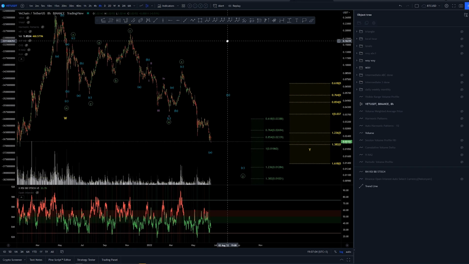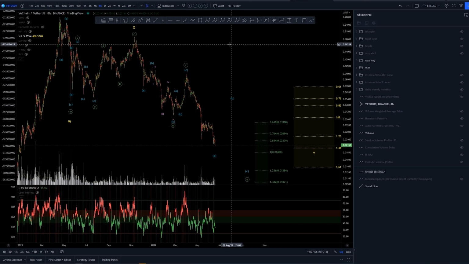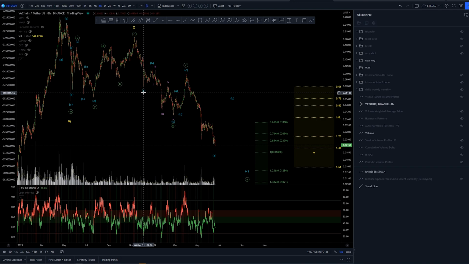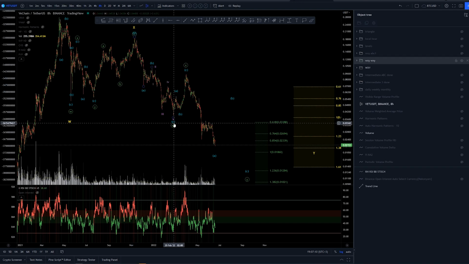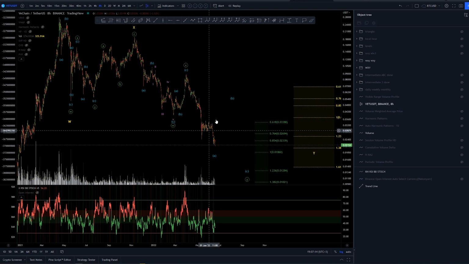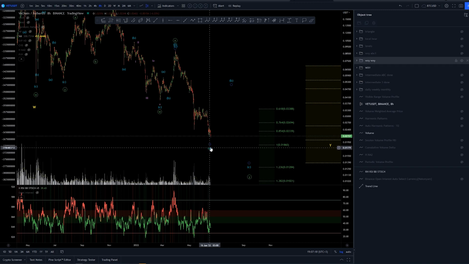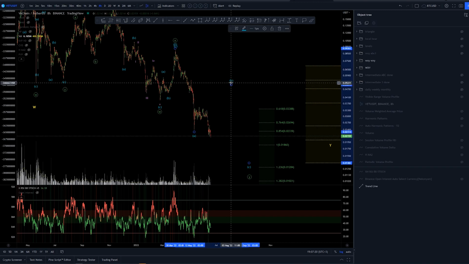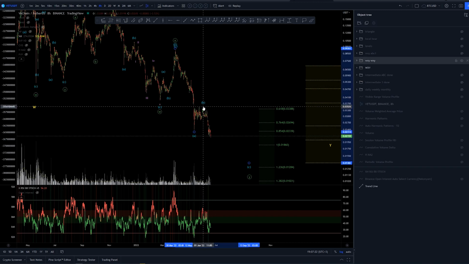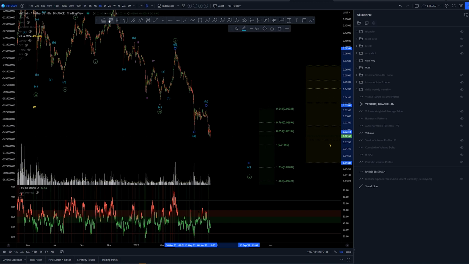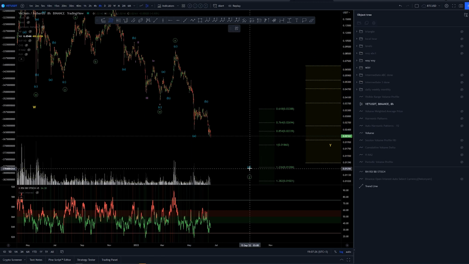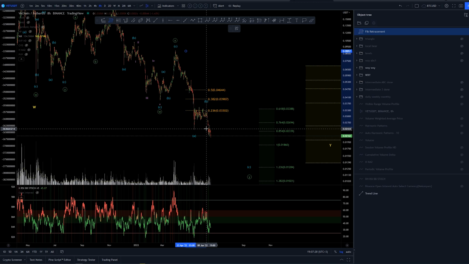At this point we have a couple of possibilities here as well, so let's get into them. I've labeled this as a possible A, B and C, A, B, C, and then we would be looking again for another ABC. It is also possible that this A wave was already done here and B wave was very short and shallow, and now we would be looking for the C wave here.